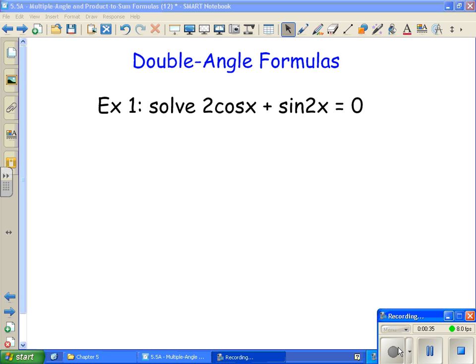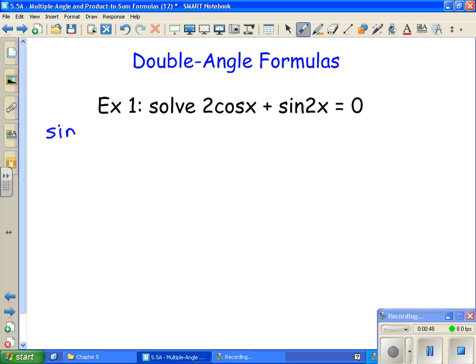Double angle formula. Notice that I have the sine of 2x, and so for my substitution, I'm going to use this formula. The sine of 2u is equal to 2 sine u cosine u. And I'm going to rewrite this expression, substituting for sine of 2u. I'm going to plug this in.